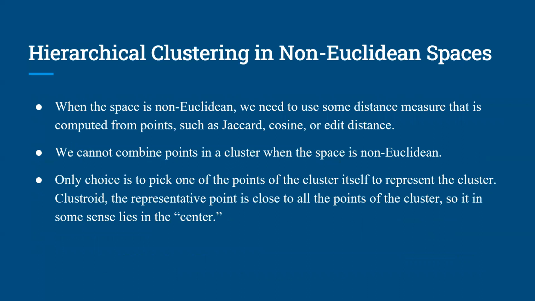Next is hierarchical clustering in the non-Euclidean space. In this non-Euclidean space, we cannot combine points into a cluster. So we need to have some distance measures such as edit distance or cosine. In this situation, our only choice is to pick one of the points of the cluster itself, which is called the clusteroid. A clusteroid is nothing but a point which is close to all points of the cluster. So in a sense, it lies in the center.